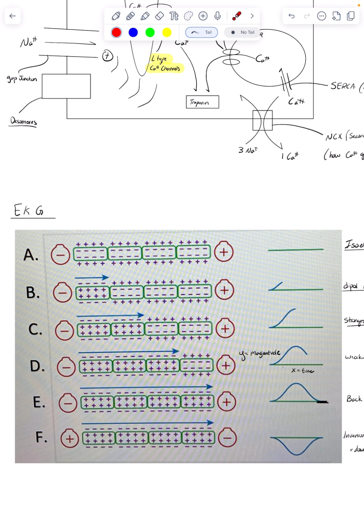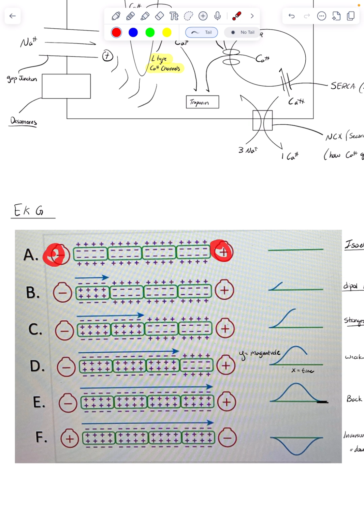What happens is this right here is demonstrating the isoelectric line. This is not an action potential at all whatsoever. This is only measuring dipole moments. Right now we have a net zero dipole moment. All of the charges on the outside are positive, and all of the charges on the inside of the cell are positive. So we have no net dipole effect.